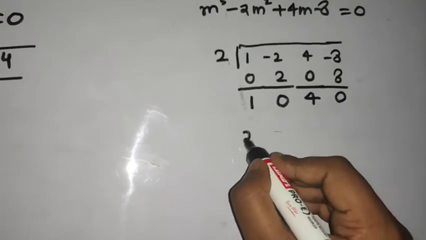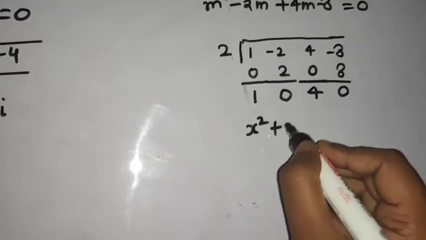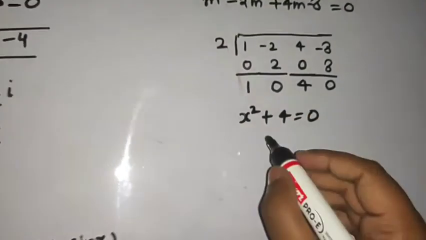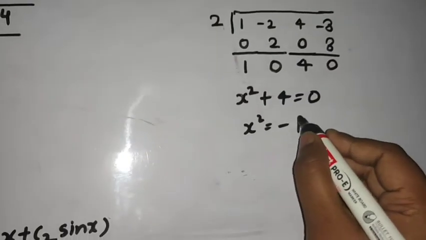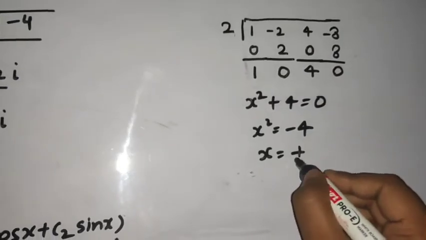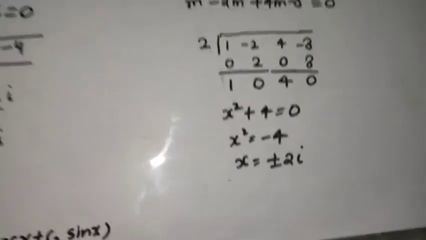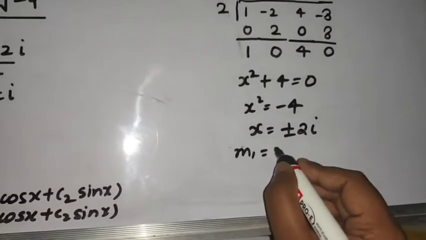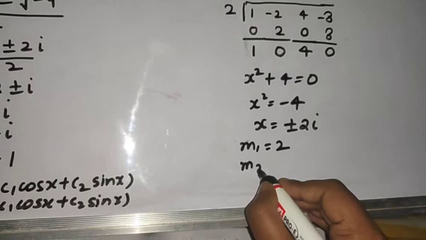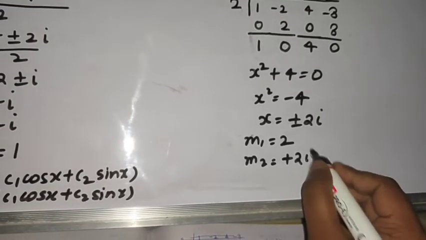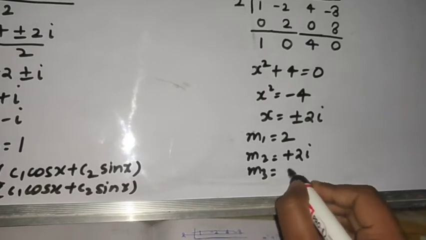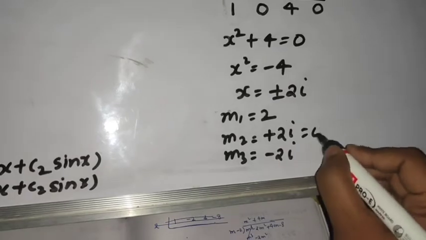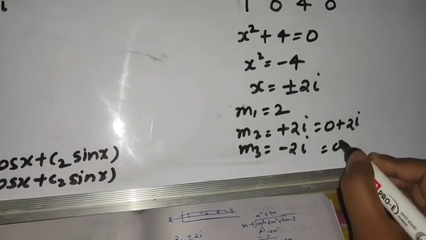Simply multiply by x square plus 0 into x plus 4 equals to 0. So x square equals to minus 4, x equals to plus minus 2 iota. So what are your roots in this case? The first root is 2, the second root is plus 2 iota, and the third root is minus 2 iota. Now this 2 iota can be written as 0 plus 2 iota, and this is 0 minus 2 iota.